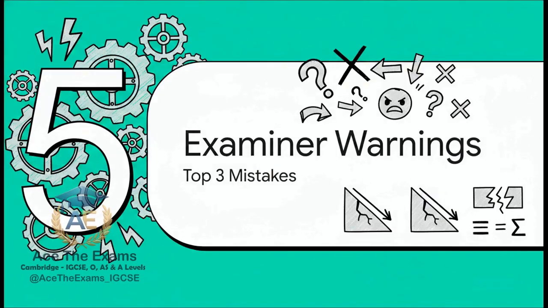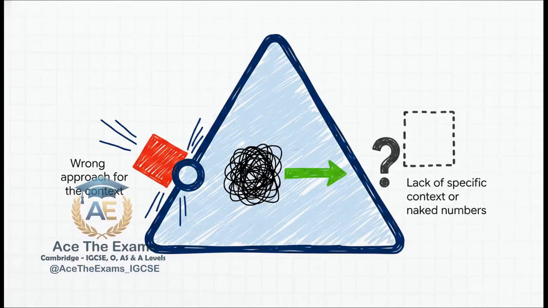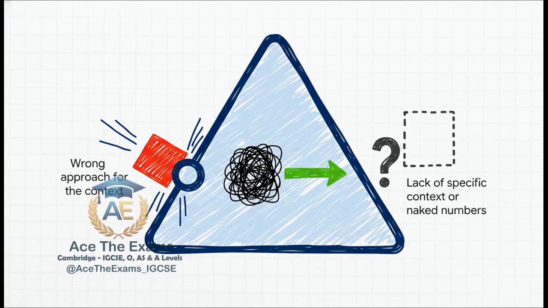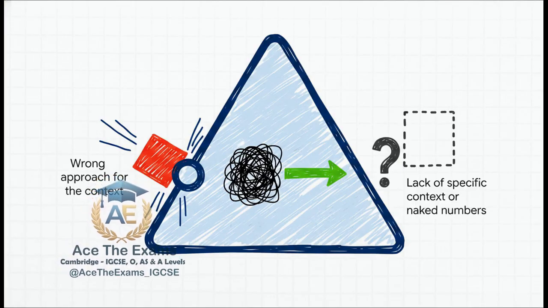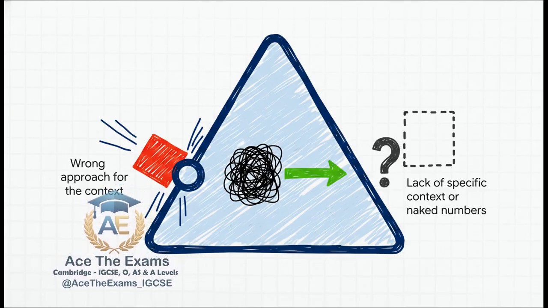Section 5. Top 3 Examiner Warnings. We've talked a lot about what to do, but now we really need to talk about what absolutely not to do. These are the top 3 mistakes pulled straight from the Principal Examiner reports for the Energy, Work, and Power module. Pay super close attention here.